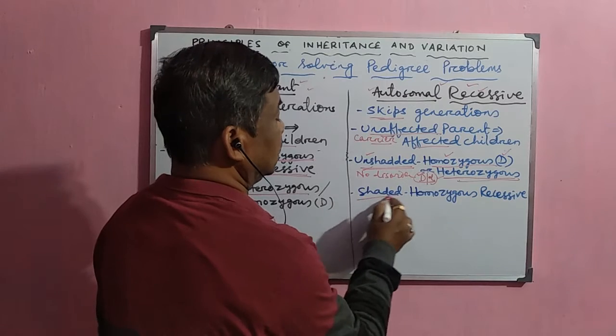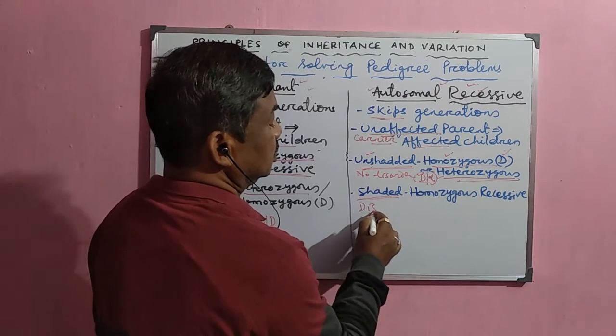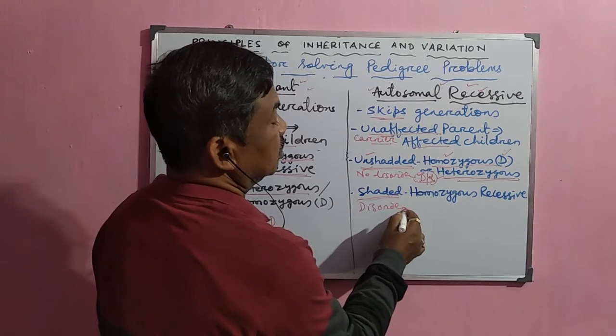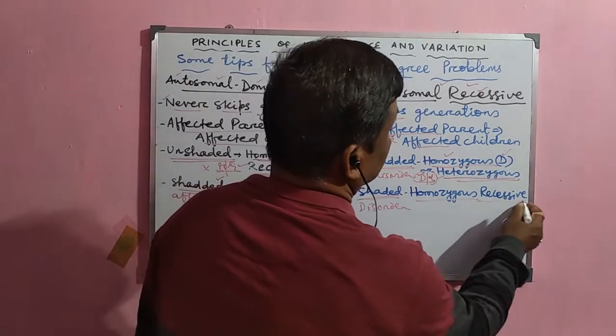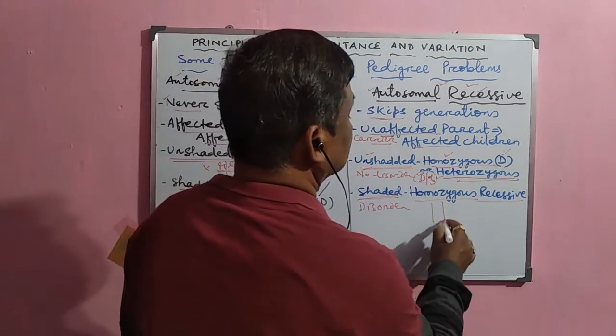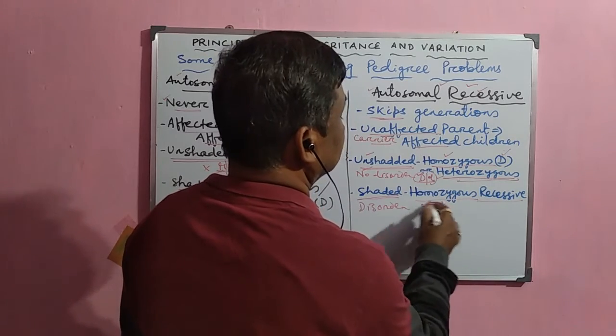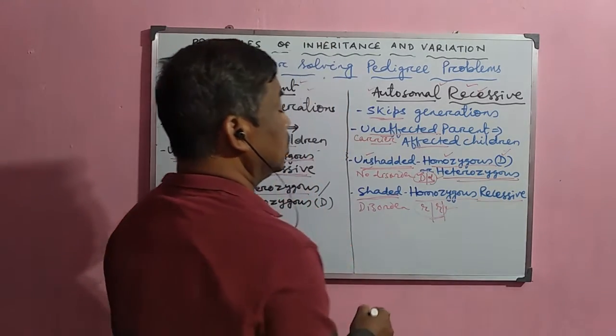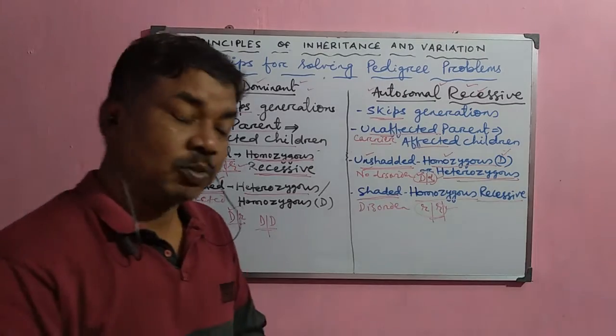So that is why shaded means when there is a disorder in the person, then automatically it will be the homozygous recessive condition. That means both the genes are in the recessive form. If they are in the recessive form, then only they will be expressed.